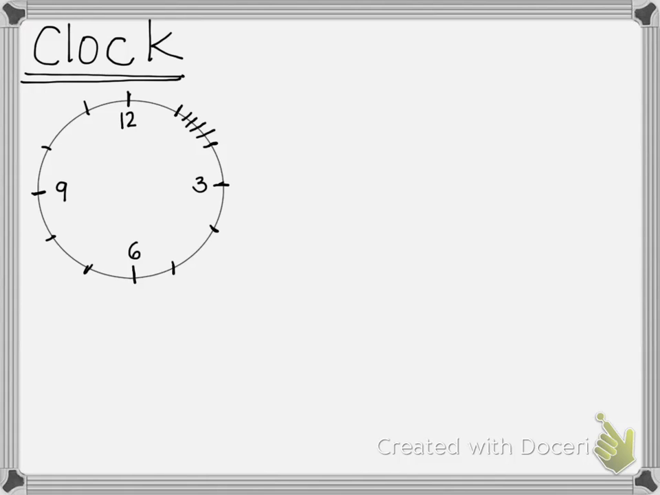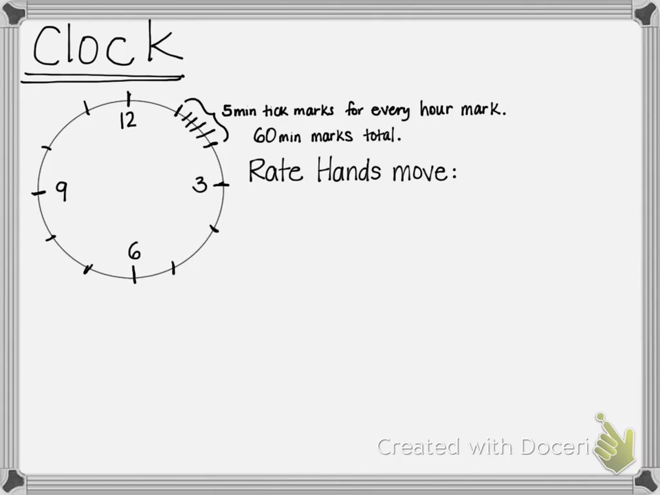This next lesson has to do with clock hands and the movement of a clock, and it's really not that much more difficult than any other of our distance, rate, and time problems, but it takes some understanding about how clocks work. So first of all, we know that we have 12-hour marks on a clock, and in between each hour mark there are 5-minute marks. So if we look at all the minute tick marks, there's a total of 60 tick marks around a clock. So we're going to talk about the rates that the hands move.